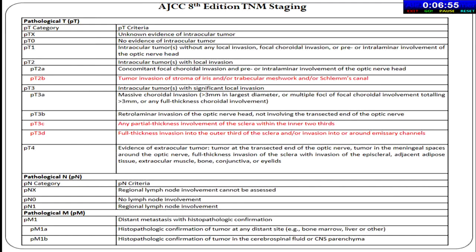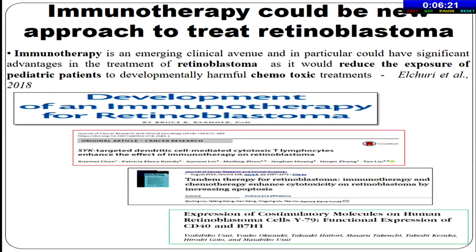Now this is the 8th edition TNM staging system pathological classification, which we always put down in our reports. This is a step ahead of what was there in the 7th edition. The 7th edition did not include the iris invasion, the trabecular meshwork, Schlemm's canal, as well as the involvement of sclera and meningeal spaces. So a better prognosis can be identified by this 8th edition.